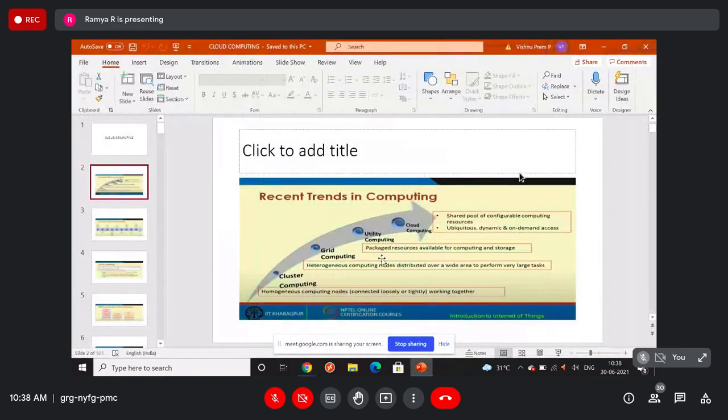So here, next is grid computing. After cluster computing, the grid computing concept started. In this, heterogeneous computing nodes, different computing nodes, are distributed over a wide area.